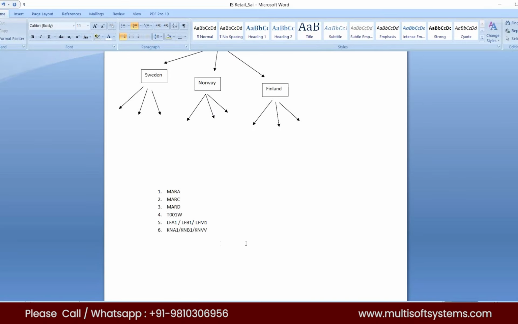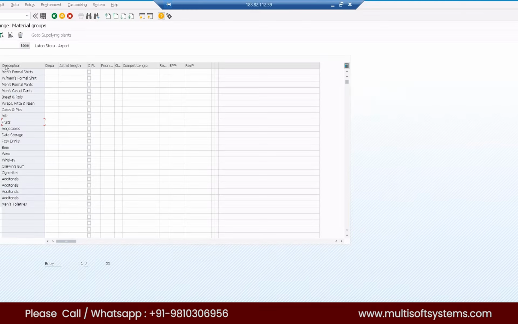When it comes to material groups, T023 is the table where you will be able to see the material groups information. Again, it depends on how you want to segregate your materials based on the industry that you're going to work in. You will be deciding on the material groups information. If you see here, they have done a very good segregation of the material groups: milk, fruits, vegetables, data storage, fizzy drinks, beer, wine, whiskey, chewing gum. All of these could be your material groups, and your store will be able to sell the materials which are specific to these material groups.